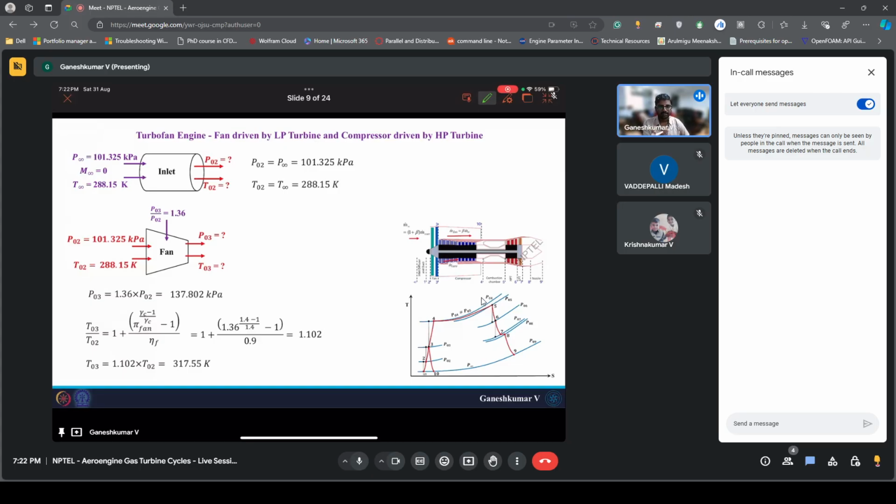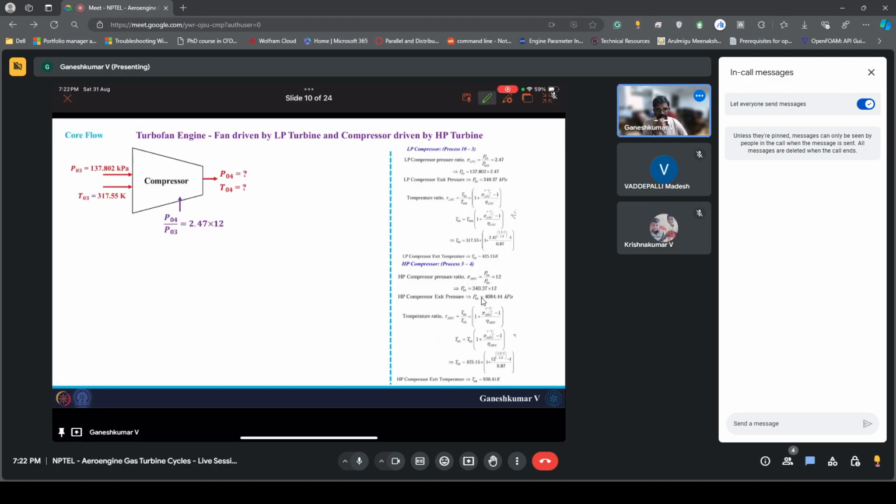Now the stream has divided into two. One goes through the core stream and the other goes into the bypass stream. In the core flow, this is what we saw. We had two compressors, as I was telling before. In configuration one, we had a low pressure compressor and a high pressure compressor, and we solved pressure and temperature separately for these two compressors. Now we have only one compressor whose pressure ratio is different, which is 2.47 times 12.